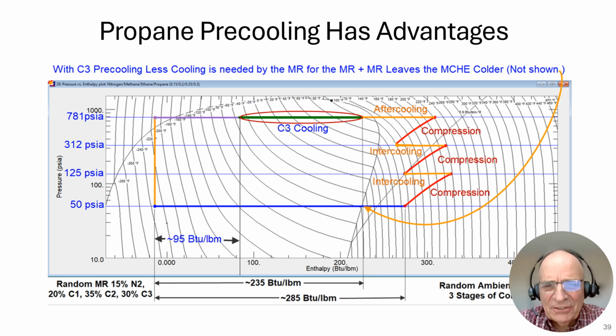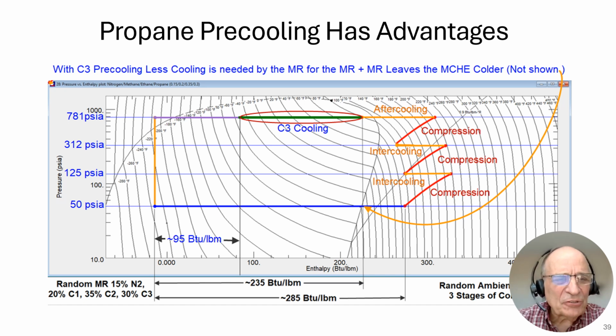Well, let's look at just a single MR, but let's look at it with C3 cooling added to it, and let's have it with three stages of compression. So we have compression, intercooling, compression, intercooling, compression, aftercooling. And the last fin-fan exchanger is typically called an aftercooler after a series of compressions. Then we have C3, which is propane chilling or propane cooling, all the way down to a temperature of around minus 35 degrees Fahrenheit.